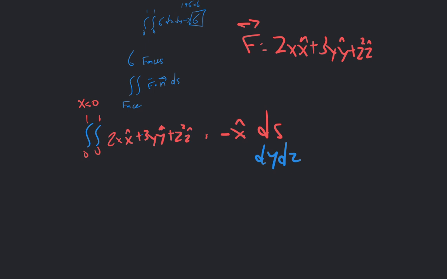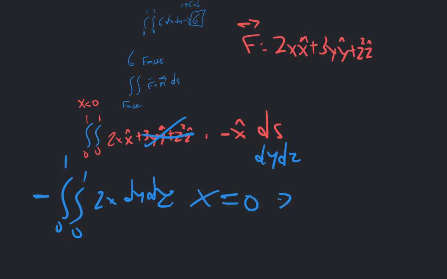So these terms are going to go away. We're going to integrate from 0 to 1, 0 to 1, negative 2x dy dz, but x is equal to 0, so this entire integral is equal to 0.